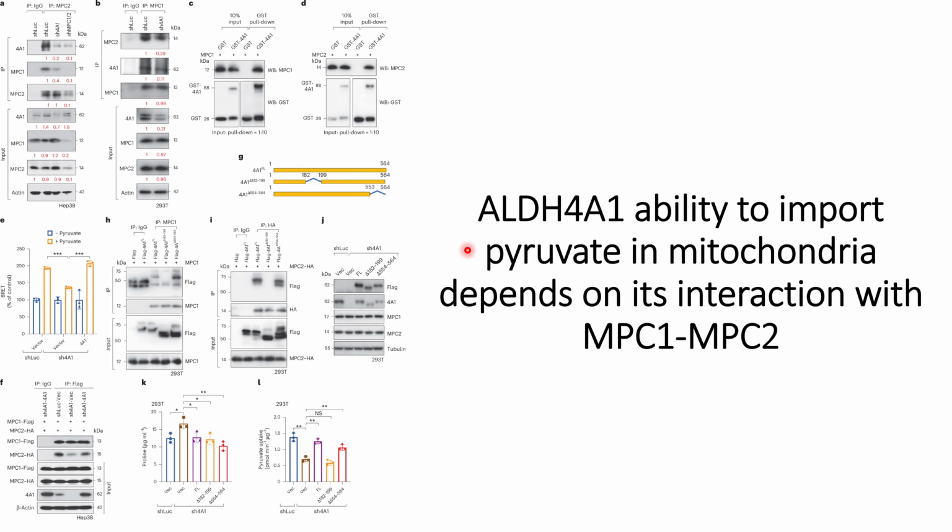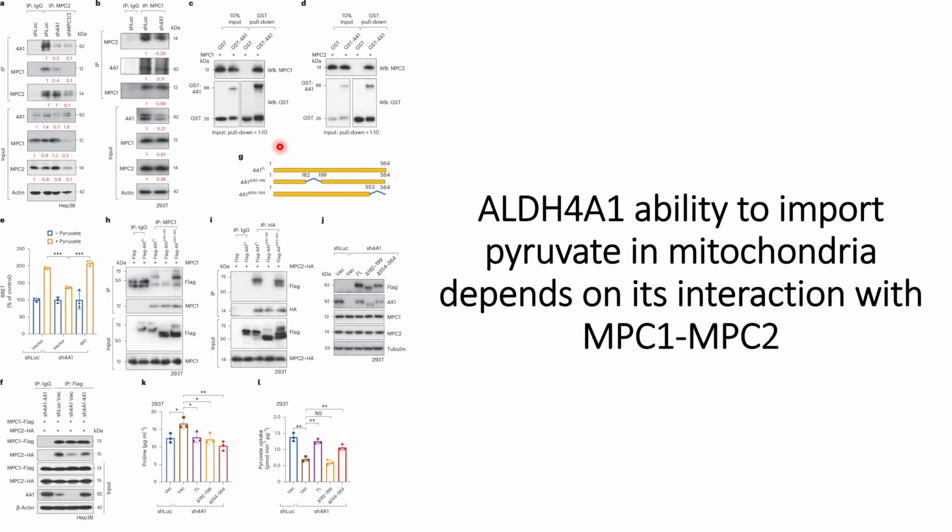Now they wanted to check whether ALDH4A1 will interact with this complex or not. So for that, they immunoprecipitated ALDH4A1, and in that case they see that the MPC1 signals are clearly evident. They did it with MPC2 also, and they see that MPC2 signals are also evident, indicating that ALDH4A1 is interacting and making a complex with MPC1 and MPC2.